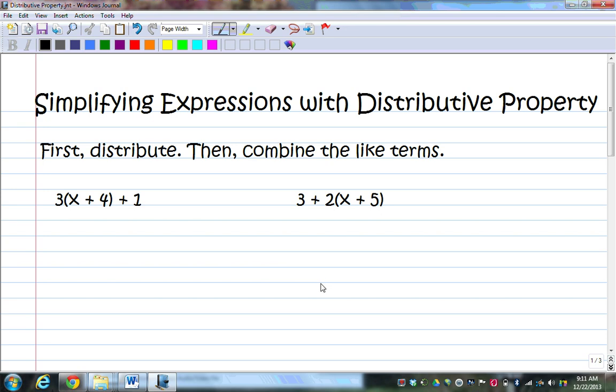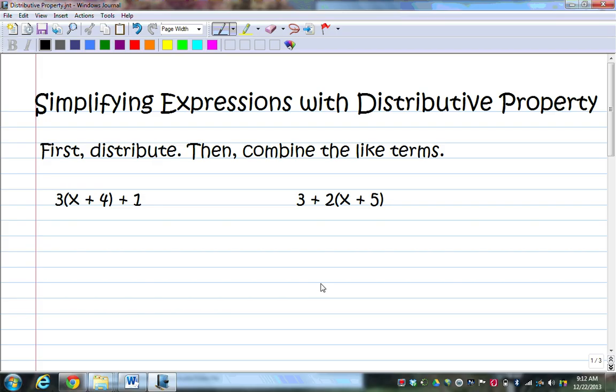Now we're going to simplify expressions with the distributive property. The distributive property exists when you have those parentheses and there's a number on the outside. It has to be distributed to everything on the inside. So when you have those parentheses, first thing you want to do is distribute, and then you'll combine your like terms.